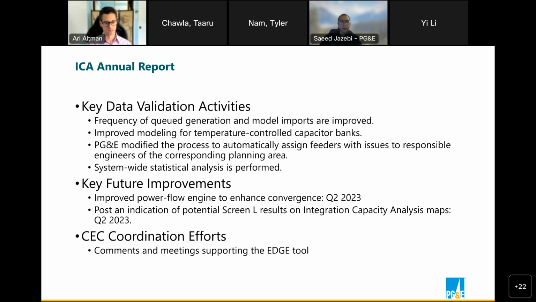In regards to CEC coordination efforts, we provided some comments on the staff workshop on medium and heavy duty and ride-hailing electric vehicle infrastructure analysis. Also on December 1st, 2022, we had a meeting with CEC staff to discuss and provide inputs on the CEC Edge tool with regards to load ICA data. We obviously look forward to further collaboration given the significant potential to leverage load ICA to support the objectives of the Edge tool.